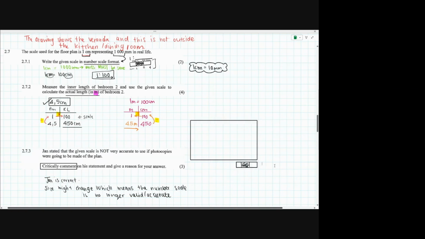Unfortunately, a number scale doesn't do that. You would have to find a whole new number scale for your plan. But bar scales, we don't have to do that because it is a picture. So it resizes with the picture, and we then don't have a problem. Okay. So just something to bear in mind.